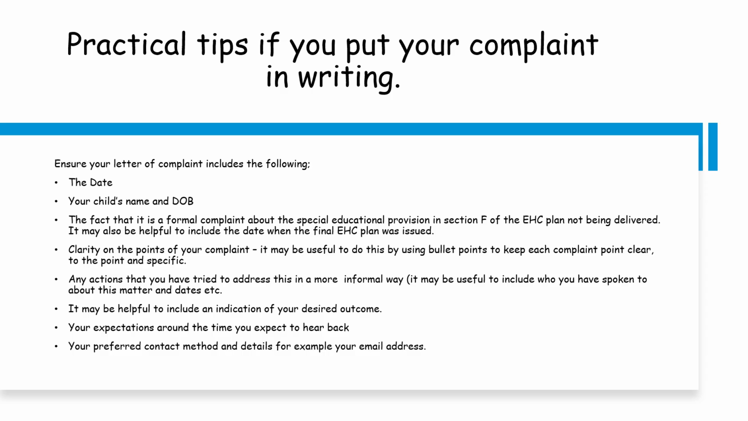Clarity on the points of your complaint. It might be useful to do this by using bullet points to keep each complaint point clear and to the point and specific. Any actions that you have tried to address this in a more informal way. It may be useful to include who you've spoken to about this matter and any dates. It might be helpful to include an indication of your desired outcome and your expectations around the time you expect to hear back. We also suggest you add your preferred contact method and details, and we'd suggest this is either an email address or your actual address so a response is in writing.